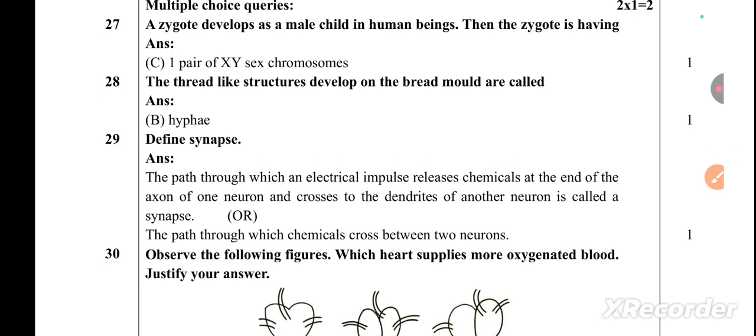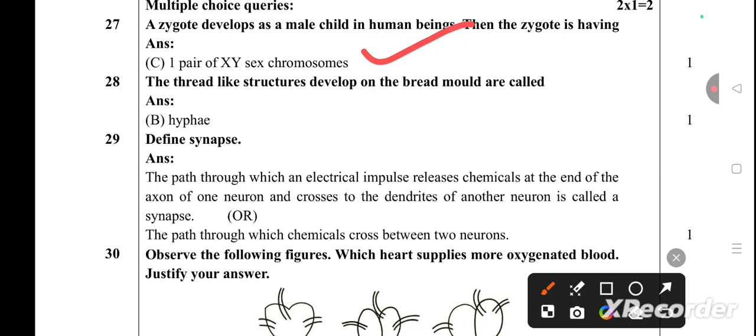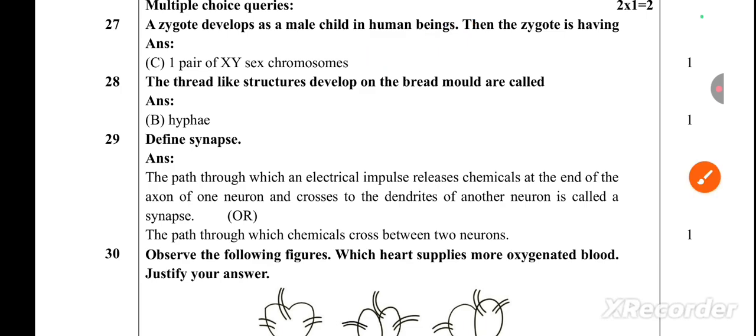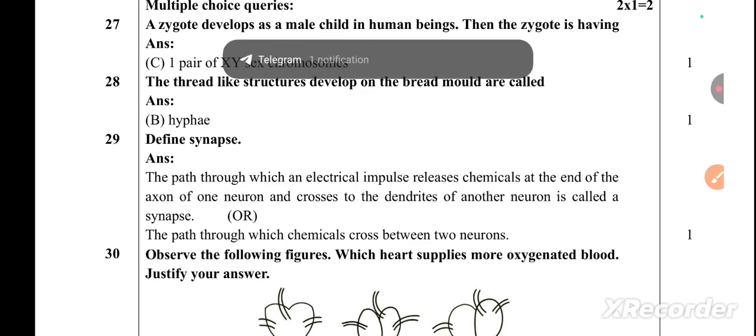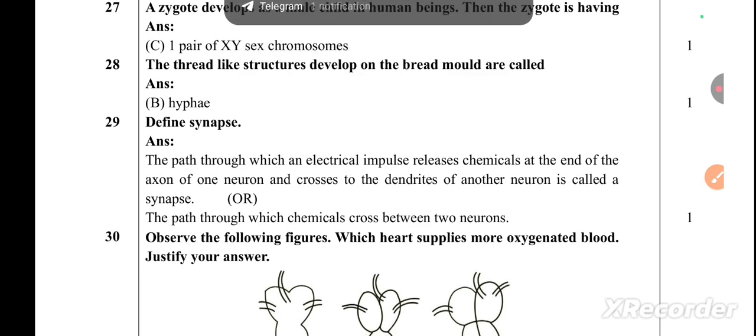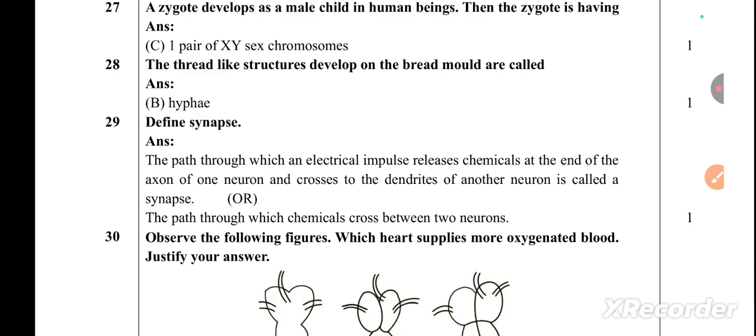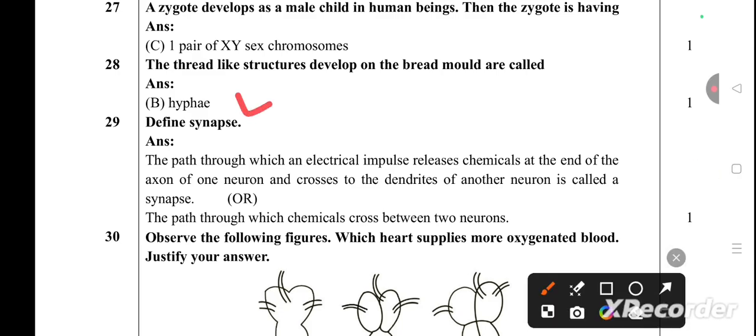27th one. A zygote develops as a male child in human beings. Then the zygote has one pair of XY sex chromosomes. If a Y comes from the father, then it is male; otherwise, if X comes from the mother and X also from the father, it's a female. Then question number 28, the thread-like structures that develop on a bread mold are called hyphae.